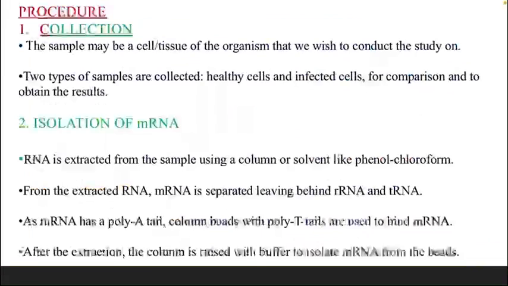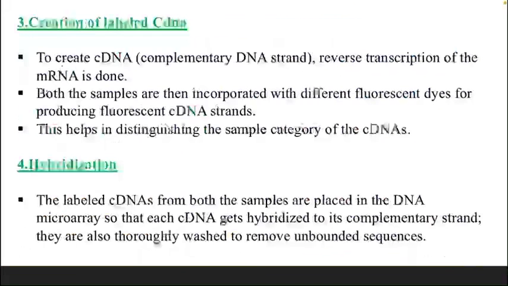Next one, to isolate the mRNA. So we want to isolate the mRNA from the sample. For that, the RNA is extracted from the sample using phenol or chloroform, and we separate the rRNA and tRNA from the mRNA. So this mRNA is tailed in the column beads used to bind the mRNA, and after the extraction of the mRNA, the column is rinsed with buffer and the mRNA is isolated from the beads.